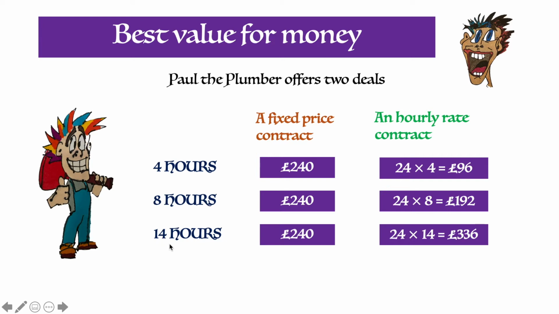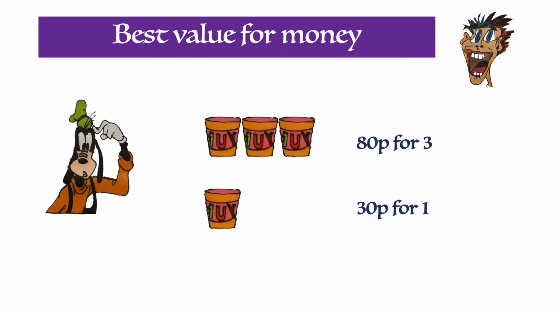If you did 14 hours, again the fixed contract is £240, but now the unit rate is times by 14 in the hourly rate, so that comes to £336. So if the job is going to take 14 hours, it's better to do a fixed price contract. That's one simple example of how to do best value for money. Let's look at other examples.